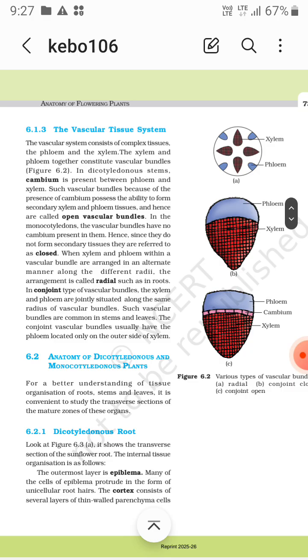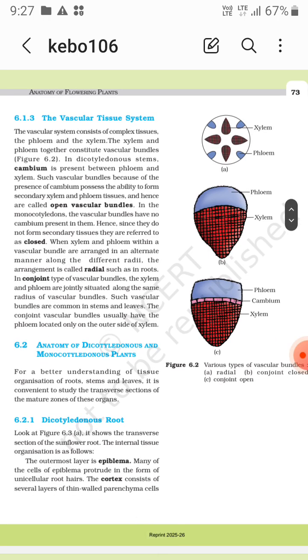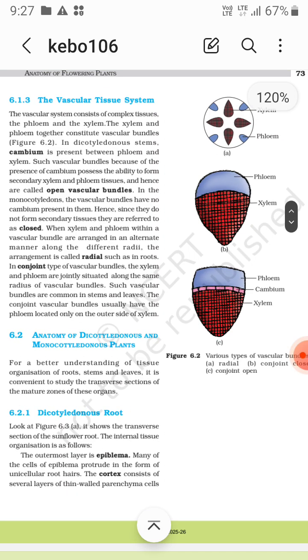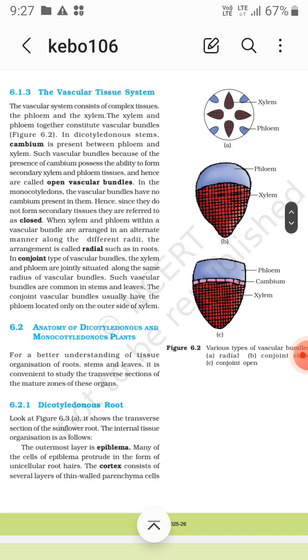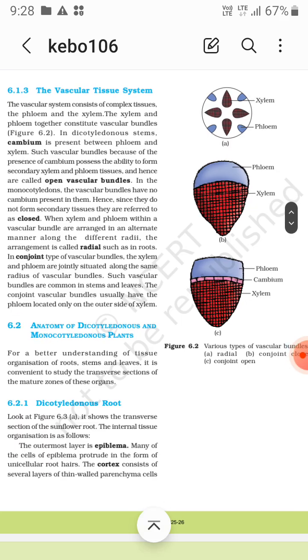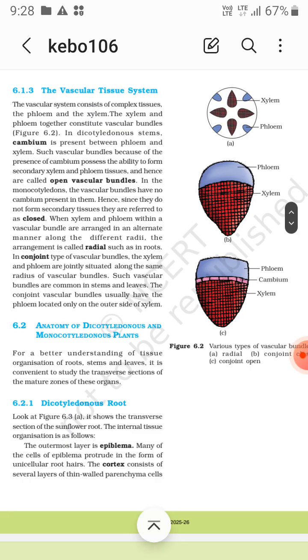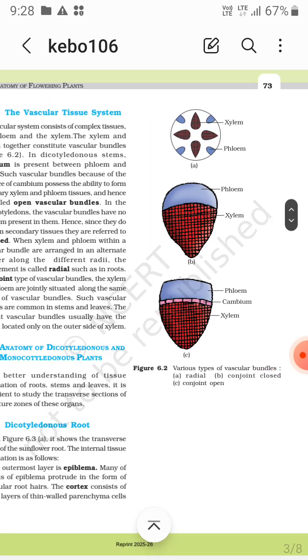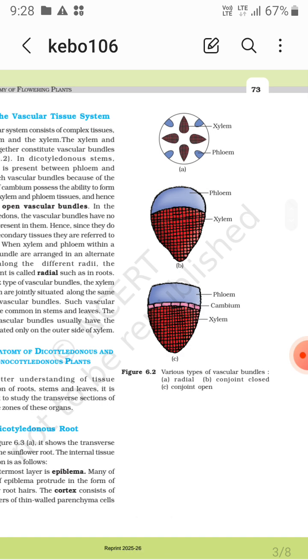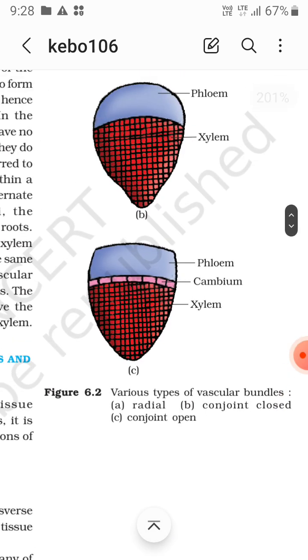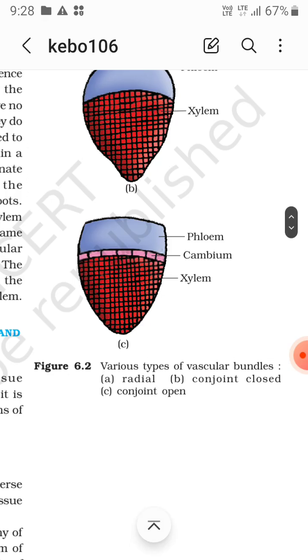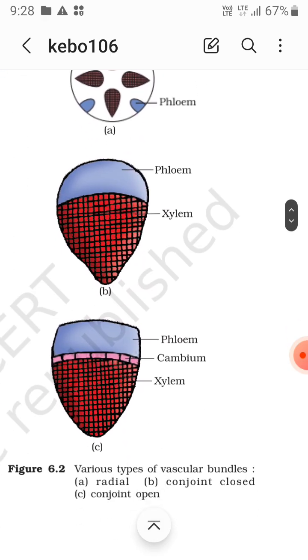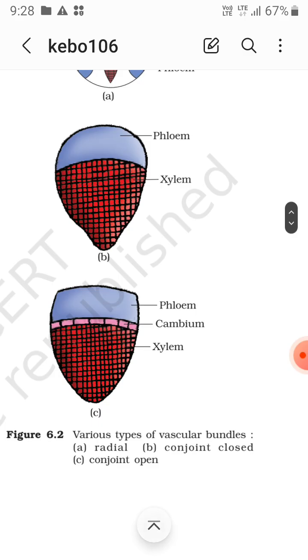In the conjoint type of vascular bundles, the xylem and phloem are jointly situated along the same radius of the vascular bundle. Such vascular bundles are common in stems and leaves. Conjoint vascular bundles usually have the phloem located only on the outer side of the xylem. You can see in the diagram, phloem is on the outer side, then the cambium, and then inside the xylem. So these are the various types of vascular bundles: first the radial, second the conjoint closed, and third the conjoint open.